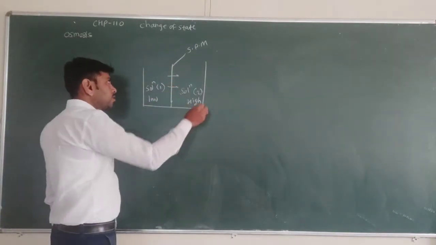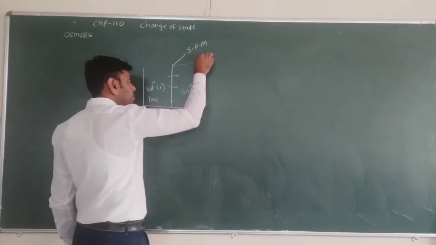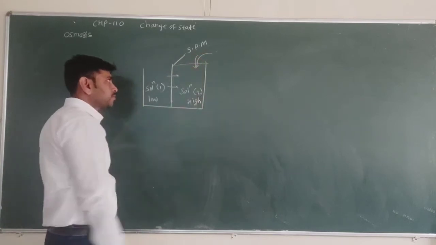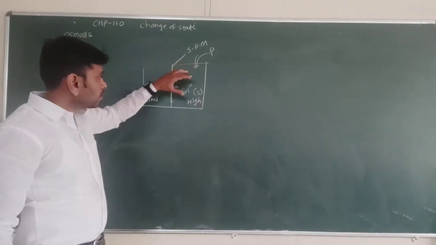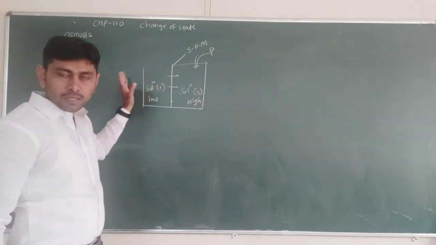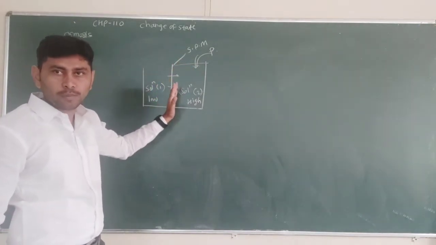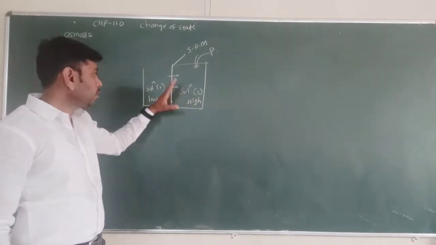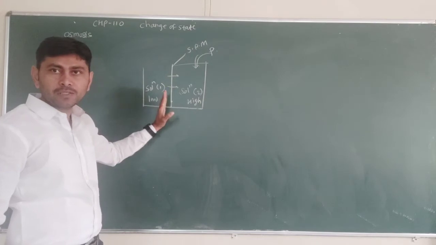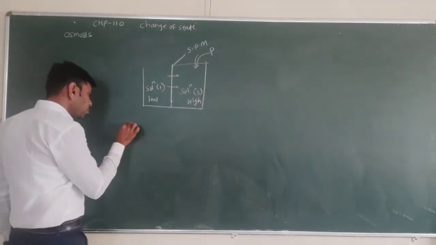Now at this stage, when we apply pressure on this solution side, then by applying pressure, the flow of solvent molecule can be stopped. The pressure required to stop the flow of solvent molecule through semi-permeable membrane is called osmotic pressure.